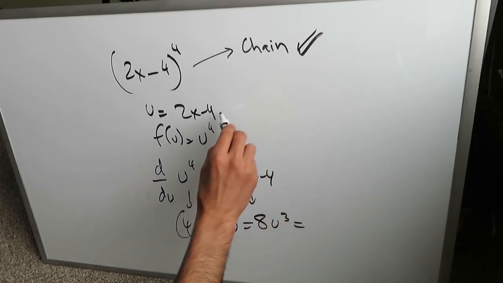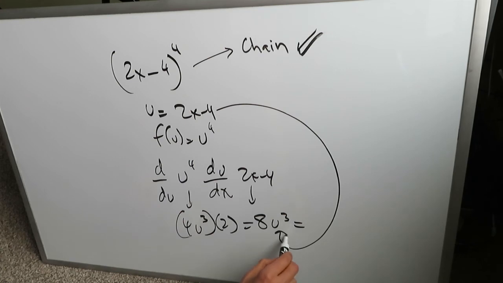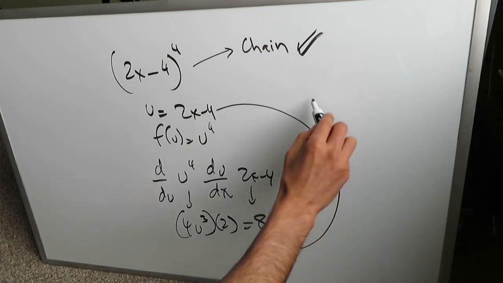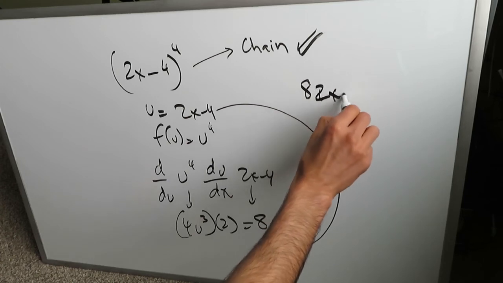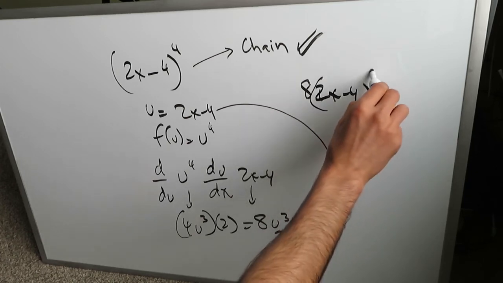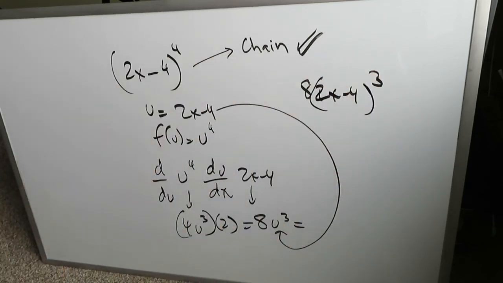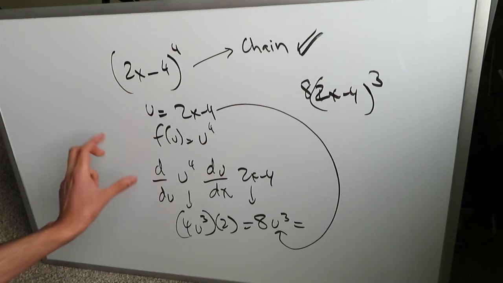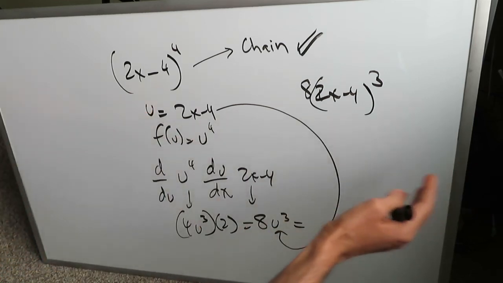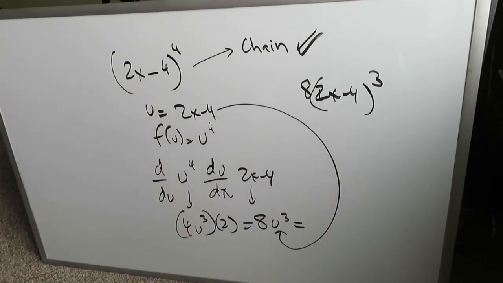When you resubstitute back the u value in here, you get 8 times (2x minus 4) to the power of 3, and that right there would be a very easy answer. Basically it only took you 2 steps, 2 lines, but doing it the other way by expanding everything out would have been just too cumbersome. But this is why you have to use the chain rule, or why you should learn to use the chain rule, because it's just easy.